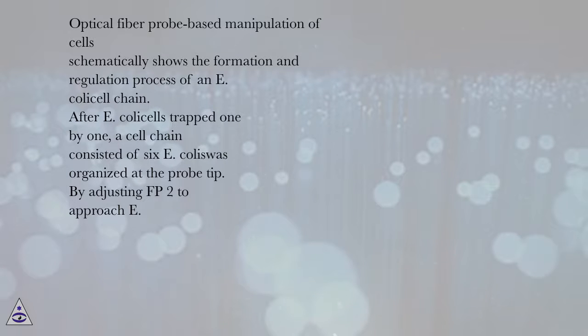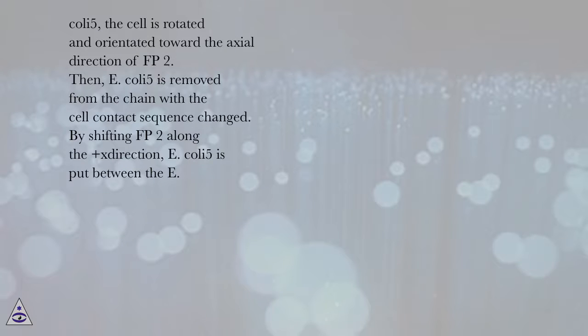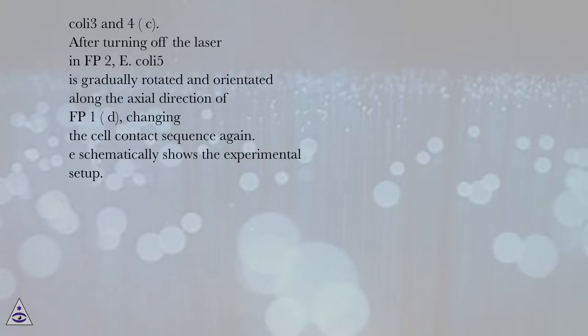B. By adjusting FB2 to approach E. coli 5, the cell is rotated and orientated toward the axial direction of FB2. Then, E. coli 5 is removed from the chain with the cell contact sequence changed. C. By shifting FB2 along the plus direction, E. coli 5 is put between E. coli 3 and 4.